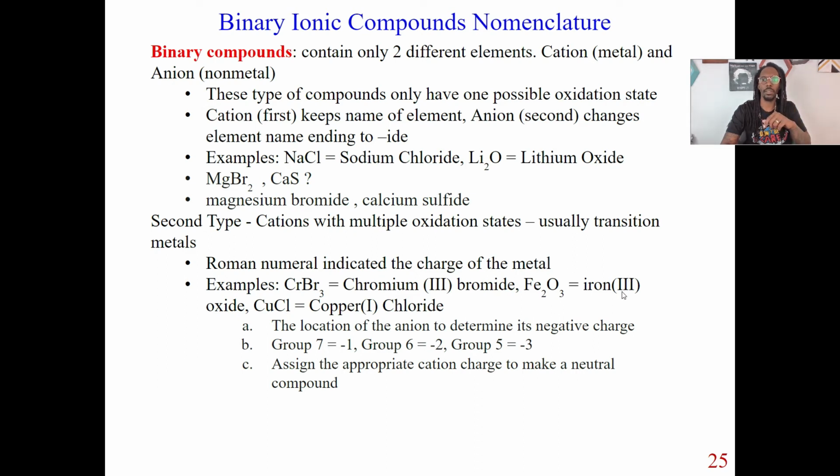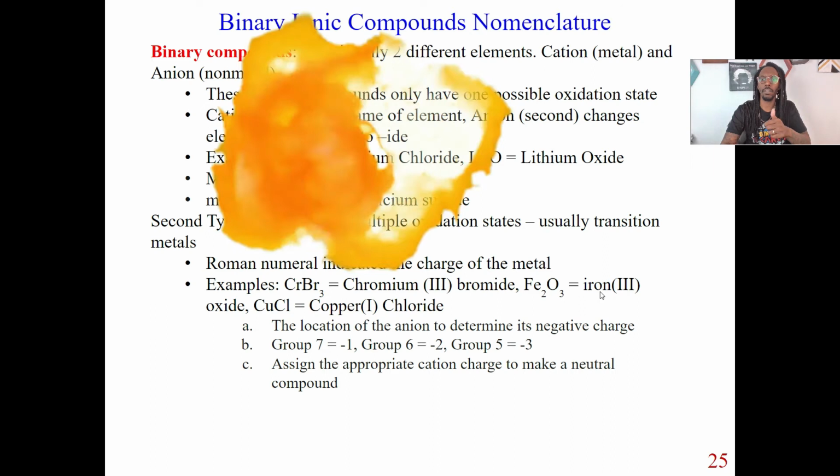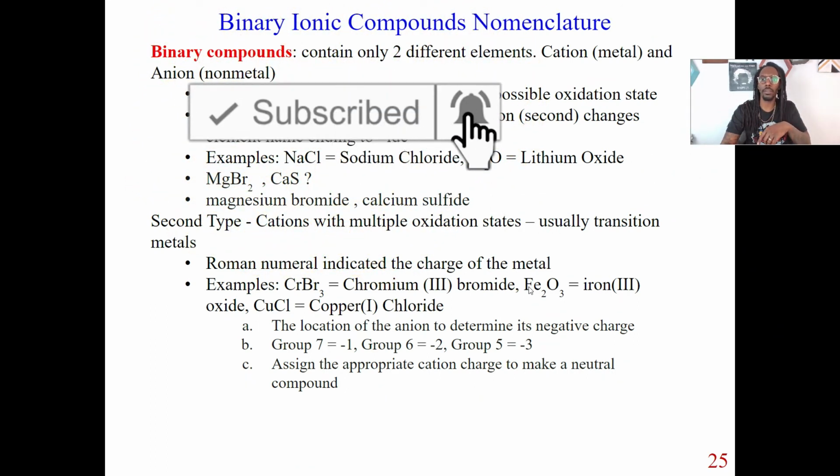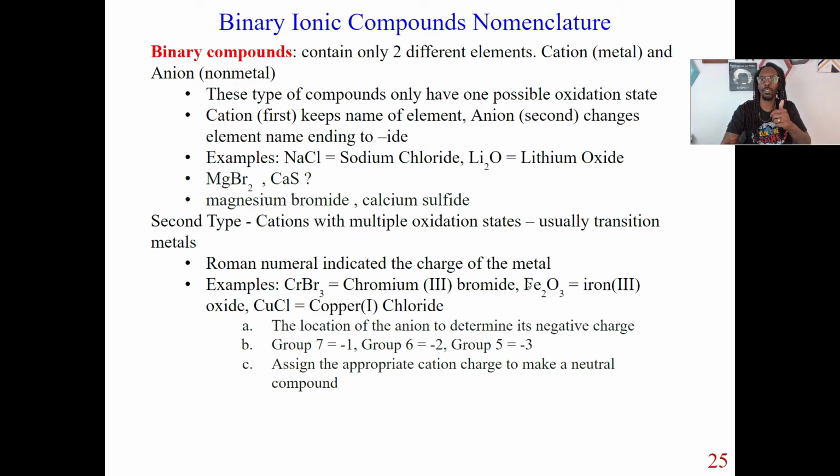Let's look at iron over here. So we have iron, and then we have oxygen. Iron is our cation. Oxygen will be turned to oxide. And this 3 here is letting me know that we have a charge for iron of 3. So this iron has a positive 3 charge. We're going to do multiple examples of these. If you're wondering where exactly the charge comes from, stay tuned.